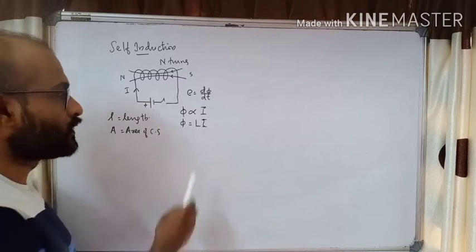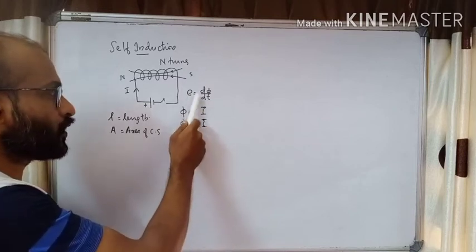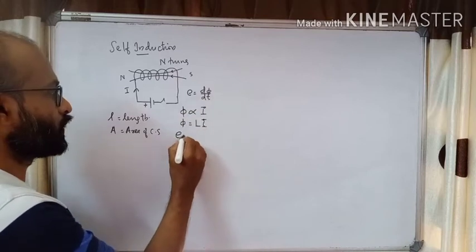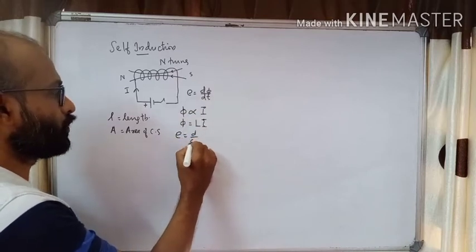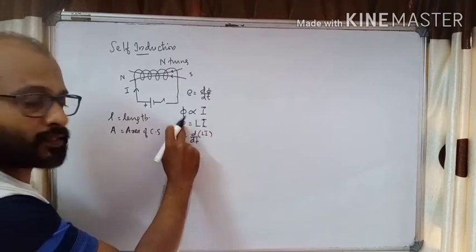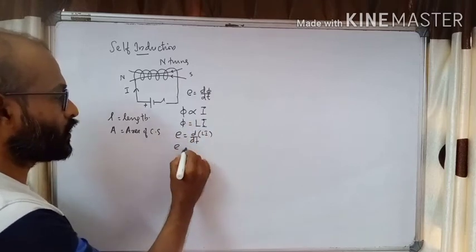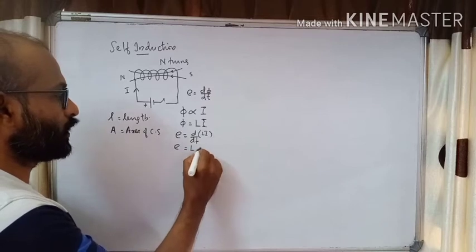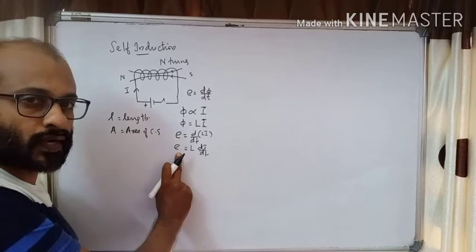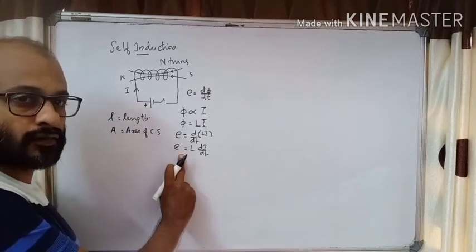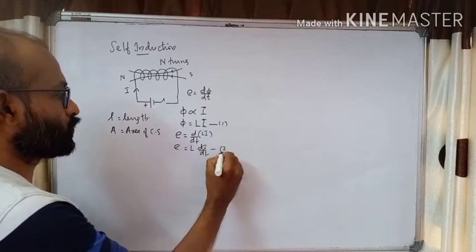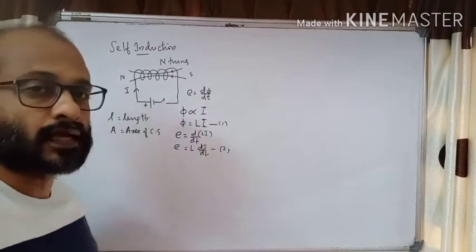We have the induced voltage E is equal to d phi by dt. When you substitute phi here, we get E is equal to d by dt of L into I, since L into I is the flux. L is a constant, so take it outside. E is equal to L into di by dt. This is the equation of induced voltage by self-induction. We can call these equation number 1 and equation number 2. This phenomenon is called self-induction.